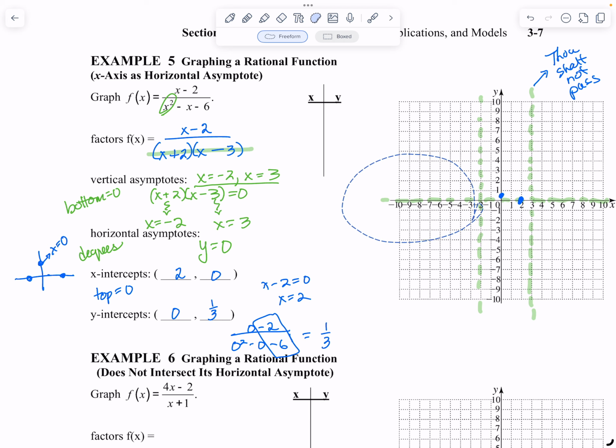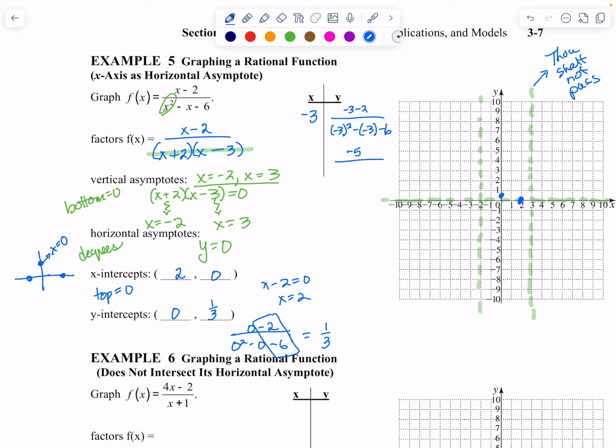So if I put in -3, I'll have -3 over -2, and then -3 squared minus -3 over minus 6. Goodness gracious. Okay, so 9 plus 3 minus 6, negative 5 over, what's that, 12 minus 6, negative 5/6. Okay, so at negative 3, I'm just a little bit down here. So I don't have to plug in any more points. I go close to my asymptote and close to my asymptote, and I'm done.